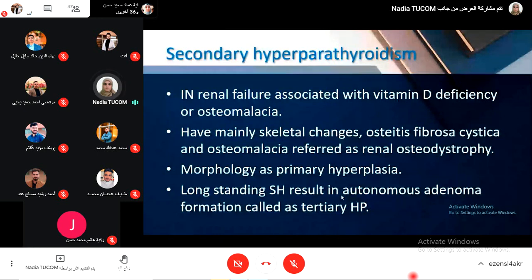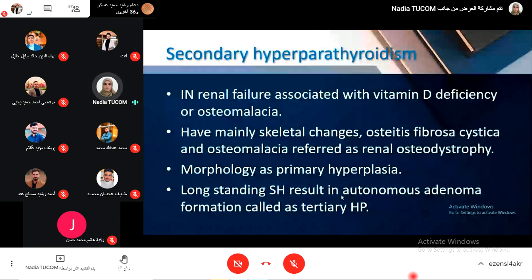Is that clear now? The primary type is autonomous or endogenous to the parathyroid gland, most commonly parathyroid adenoma, less commonly parathyroid hyperplasia and carcinoma. The secondary type is related to excess PTH in response to chronic renal failure or renal impairment. When we say renal failure or renal impairment, it is before the renal failure can be corrected.